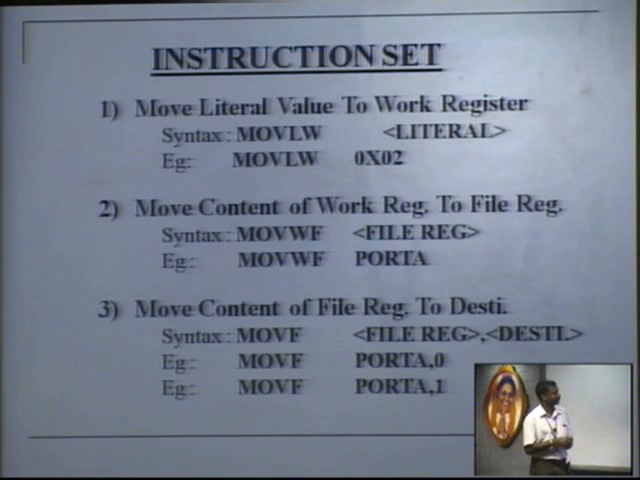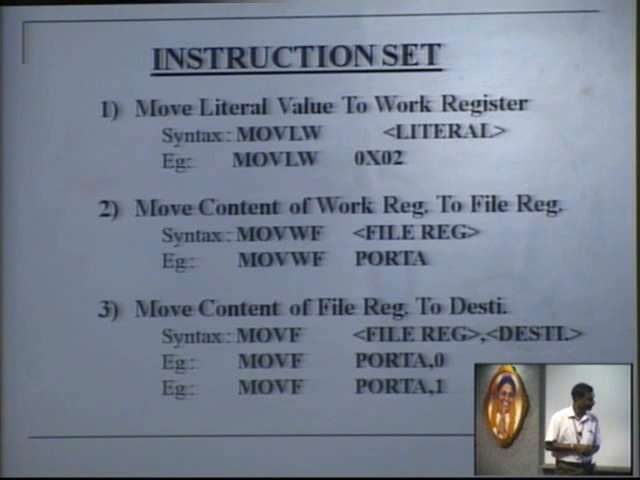In both these cases, source and destination were available, right? But in the last case, only source is there, destination is not there. That is where to move. So that will be specified as your argument, this destination. So destination can be 0 or 1. So if you are giving MOVF PORTA comma 0, content of port A will be moved to working register. So 0 means it is work register, 1 means it is the same register.